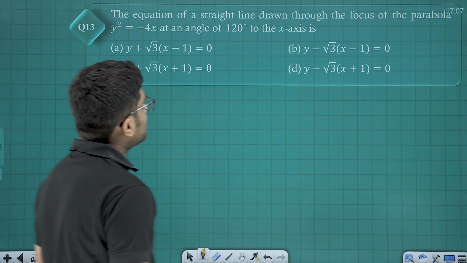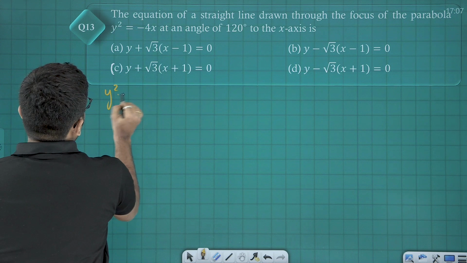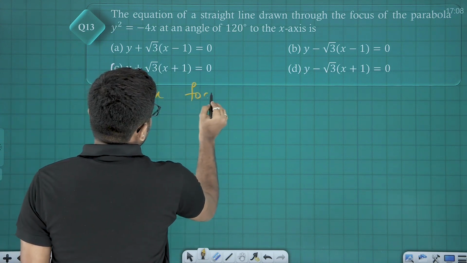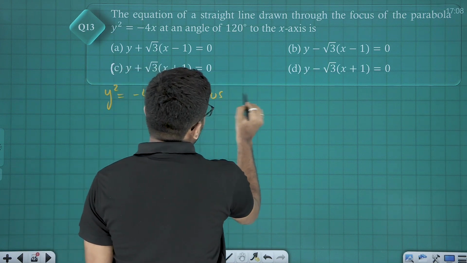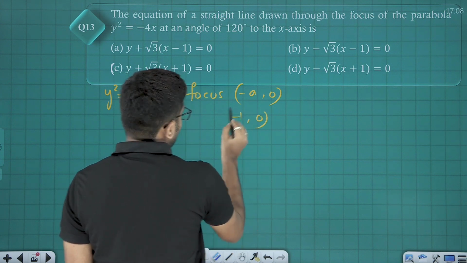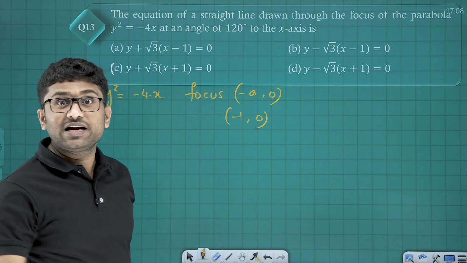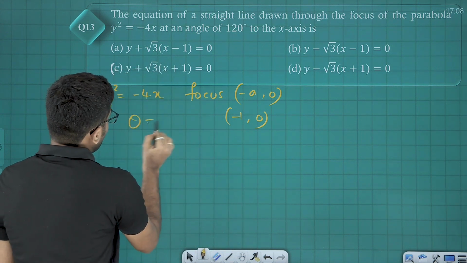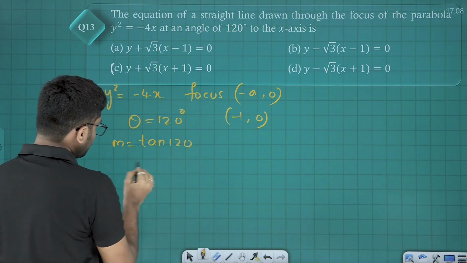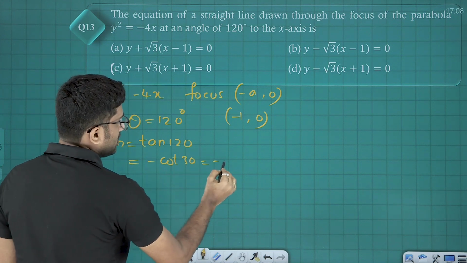Next, the equation of a straight line drawn through the focus of the parabola y square equals minus 4x. What is the focus? Focus is minus a comma 0. Here what is a? a is plus 1. So focus is minus 1 comma 0. Clear? And at an angle of 120 degrees to the x-axis. That means they have given the inclination, theta equals 120. So what is the slope? Tan 120, tan of 90 plus 30, minus cot 30. So slope is minus root 3.